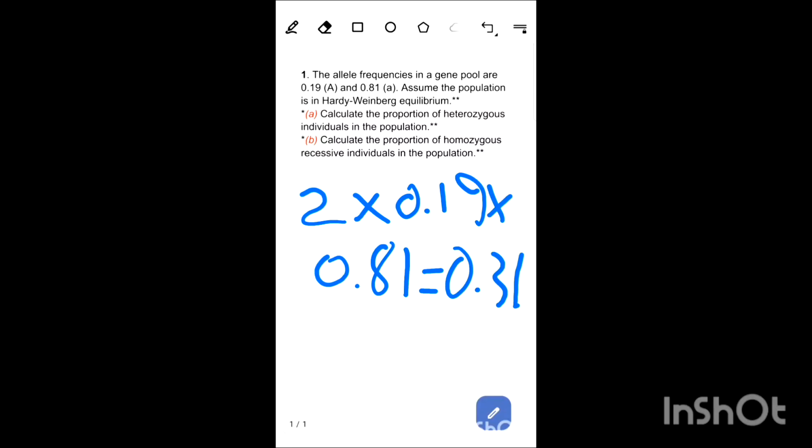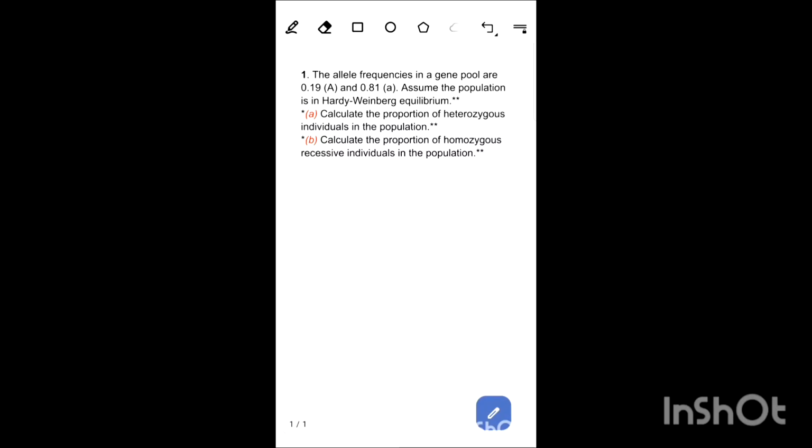And because they ask you about the proportion, you can take the percentage. So it will be like this, and that's the final answer of A. If you still don't understand, don't worry, it will be explained in the very near future. If you do understand, complete with me.